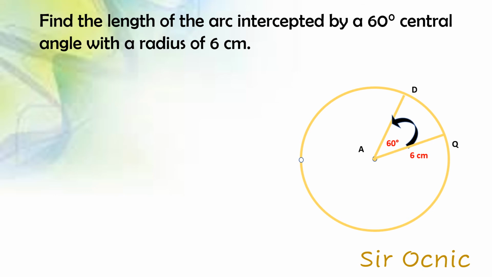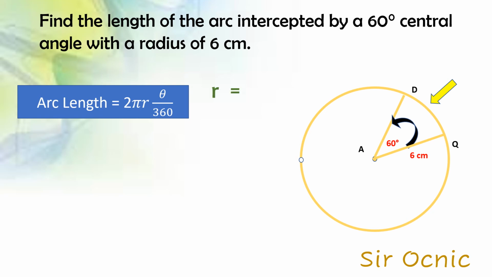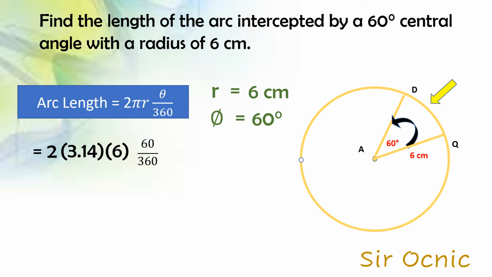Find the length of the arc intercepted by a 60-degree central angle with a radius of 6 centimeters. In this problem, we will identify the measure of arc length DQ. The given facts are radius, which is equal to 6 centimeters, and the central angle with a measure of 60 degrees. Substituting these values to the formula for arc length, we will arrive at 2 times the value of pi, which is 3.14, times the length of the radius, which is 6 centimeters, times the measure of the central angle, which is 60 degrees, all over 360.